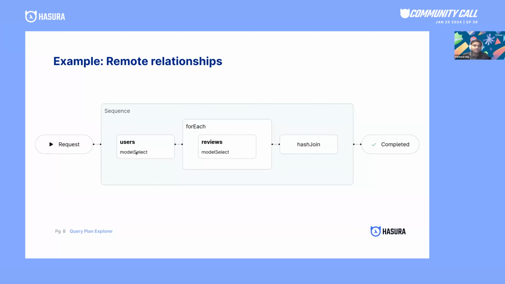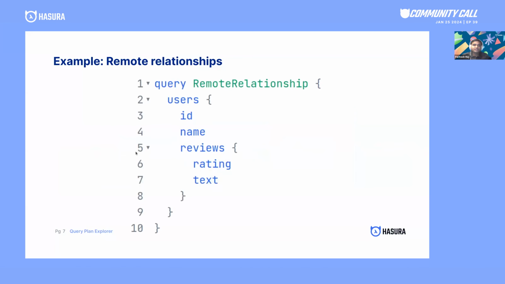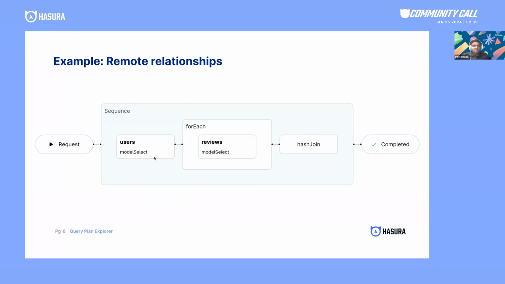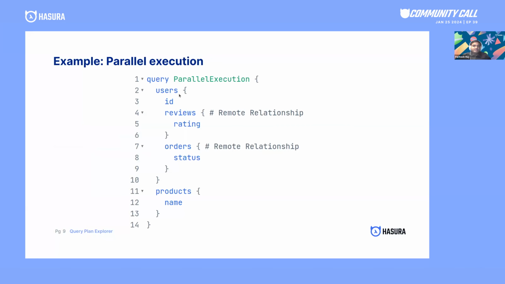So first we need to fetch the user model, because for fetching the reviews, you actually need some data from the user model, right? So first we fetch the user model, then for each of the users we do the model select from the reviews model, and then we do a hash join. So hash join is basically making sure that the review for a particular user goes with the particular user data.